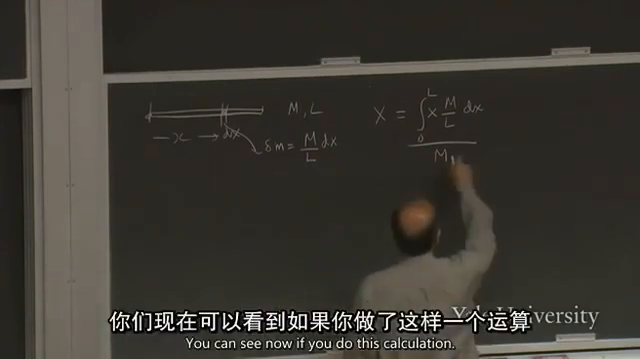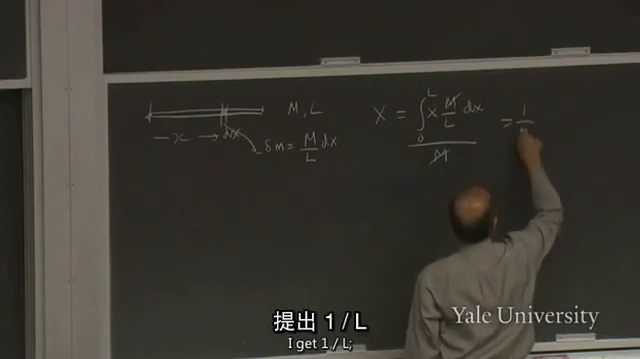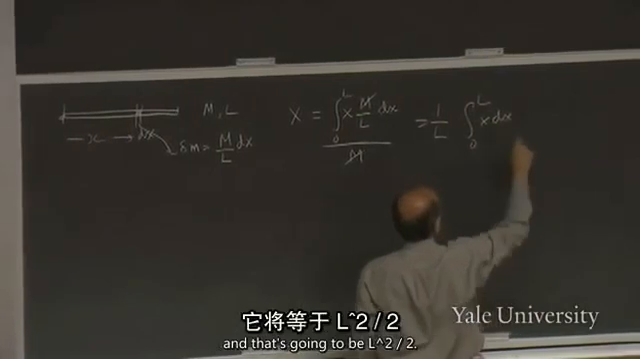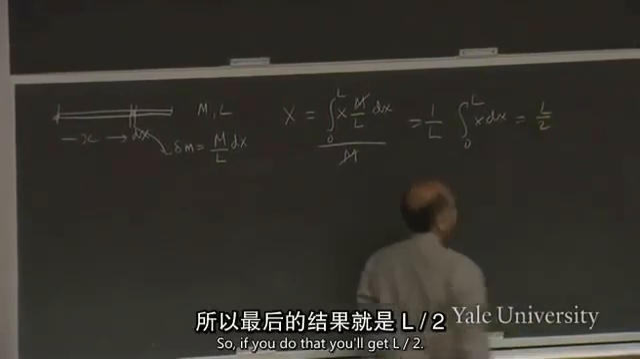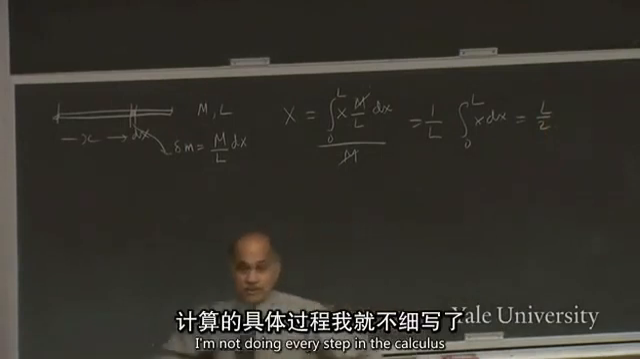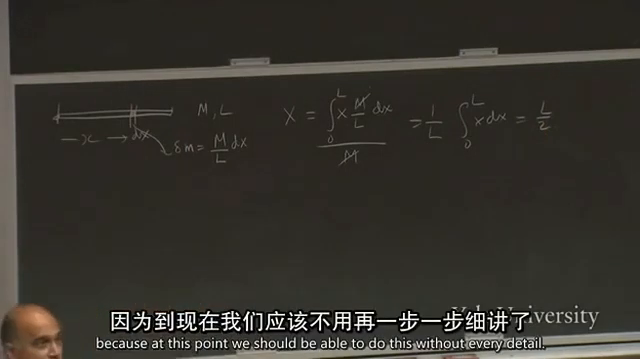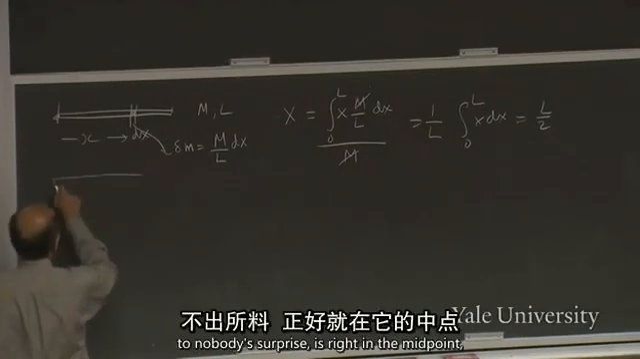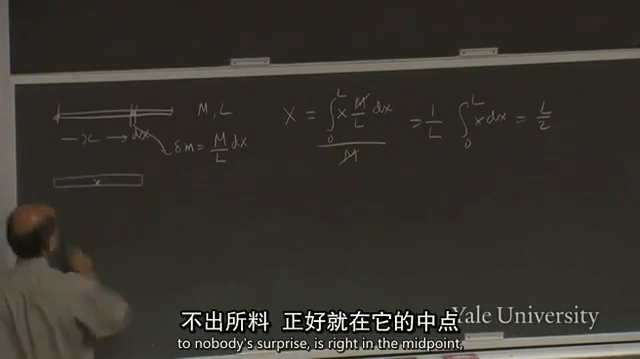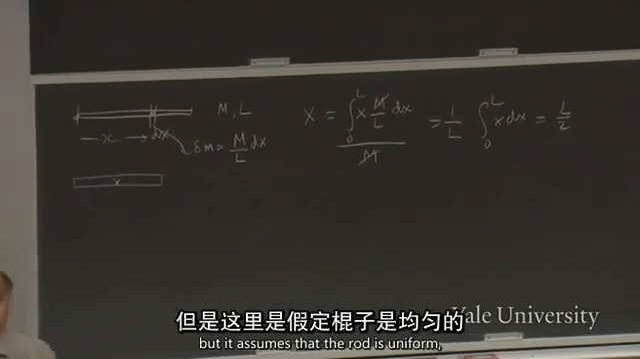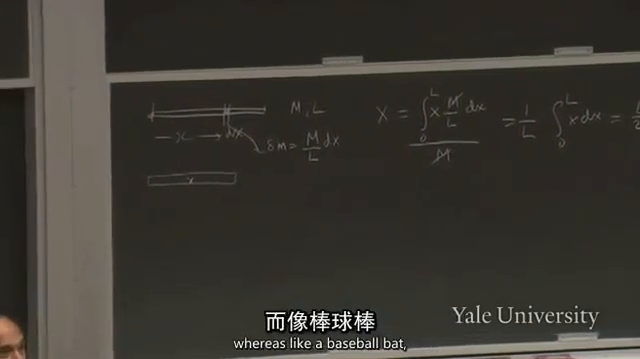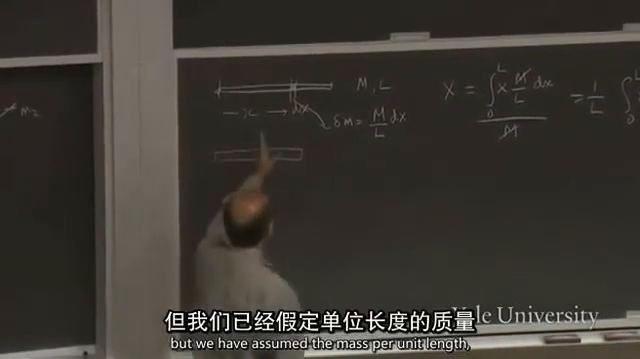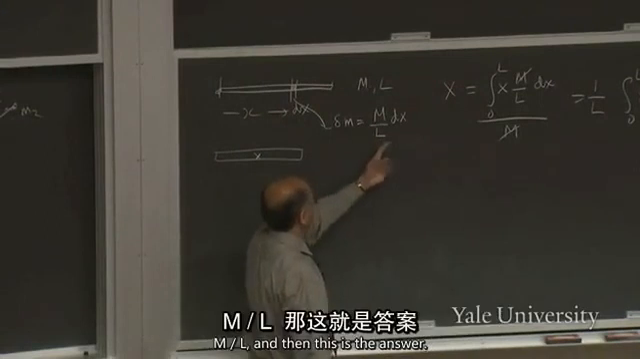You can see now, if you do this calculation, I get 1 over L, then I get integral x dx from 0 to L, and that's going to be L squared over 2. So if you do that, you'll get L over 2. I'm not doing every step in the calculus, because at this point we should be able to do this without every detail. So the center of mass of this rod, to nobody's surprise, is right in the midpoint. But it assumes that the rod is uniform. If it was like a baseball bat, thicker at one end and thinner at the other end, of course no one is saying that. But we have assumed the mass per unit length is a fixed number, M over L, and then this is the answer.